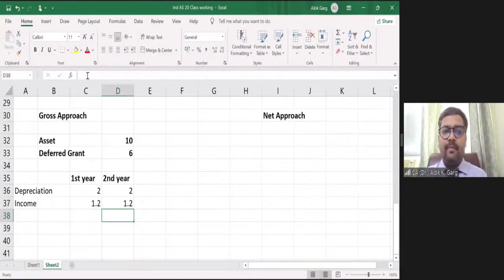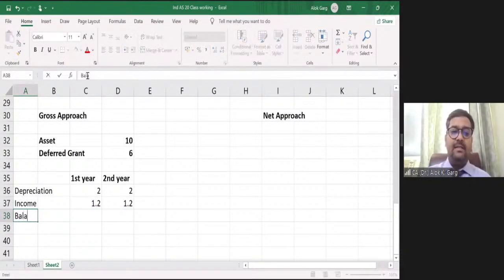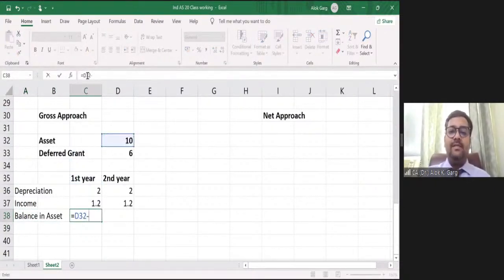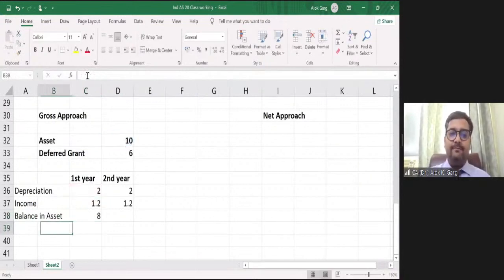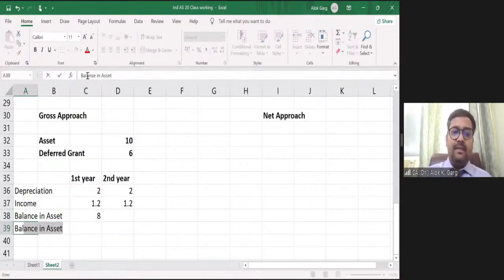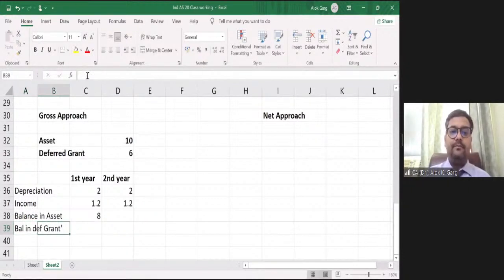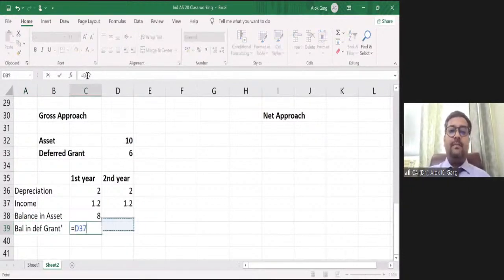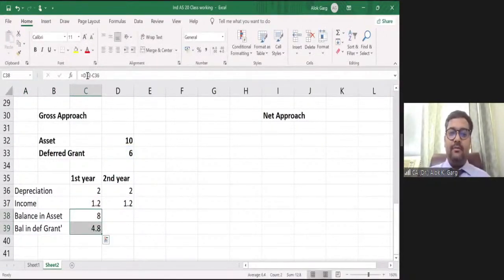So this we have to do the balance in asset account. In the first year, the balance in asset account will be 10 lakh minus depreciation 2 lakh. Balance in deferred grant, it is 6 minus 1.2 lakh. Okay, 6 minus 1.2 lakh.